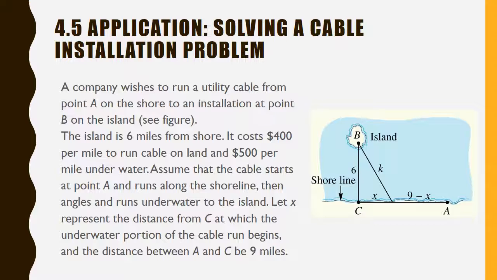Okay, X is going to be the distance from C to where the cable leaves shore and goes under the water, and you can see that on the diagram. That means from that point to A will be 9 minus X, because the distance from C to A is a total of 9. So if you're looking at the diagram, you can see that X is the part from C to where the cable is going to run under the water, and then from that point to A has to be 9 minus X, because the two together have to total 9 miles.